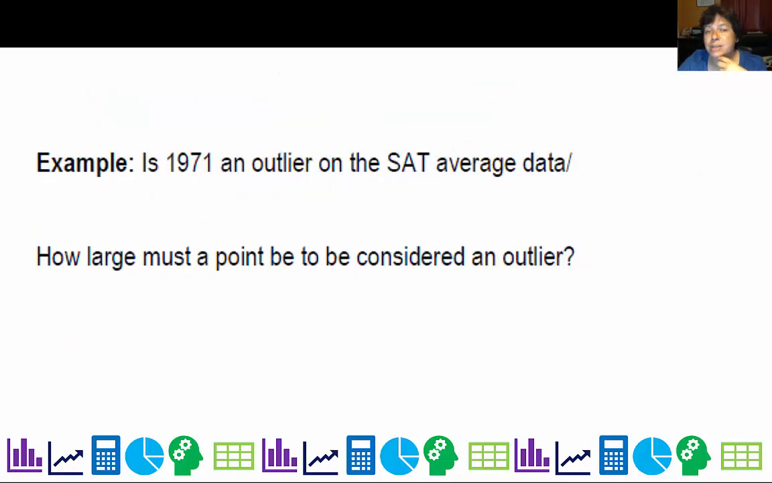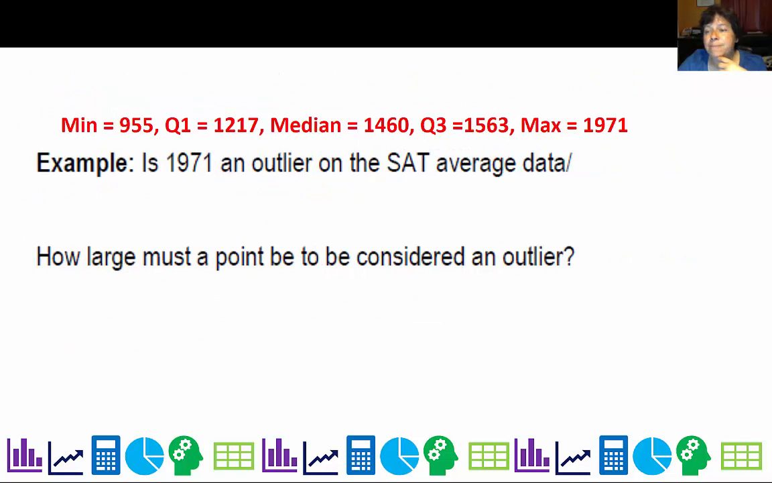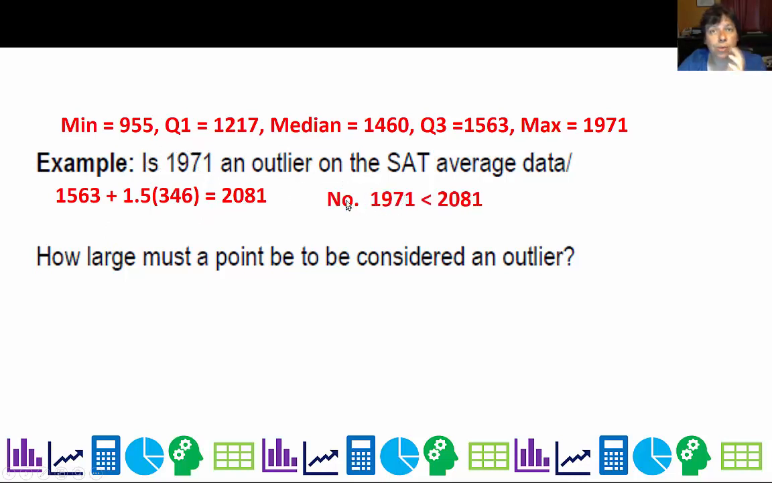How about our high point, 1971? Same data, but this time I'm going to be adding because I'm going to the high end, right? And if I'm going to the high end, I start from Q3 instead of Q1. So this is a Q3 value right here, plus 1.5 of these IQRs, and I get 2081. Well, my data point is actually lower than that. It's not farther away. So no, it's not an outlier. To be an outlier, it has to be greater than 2081.